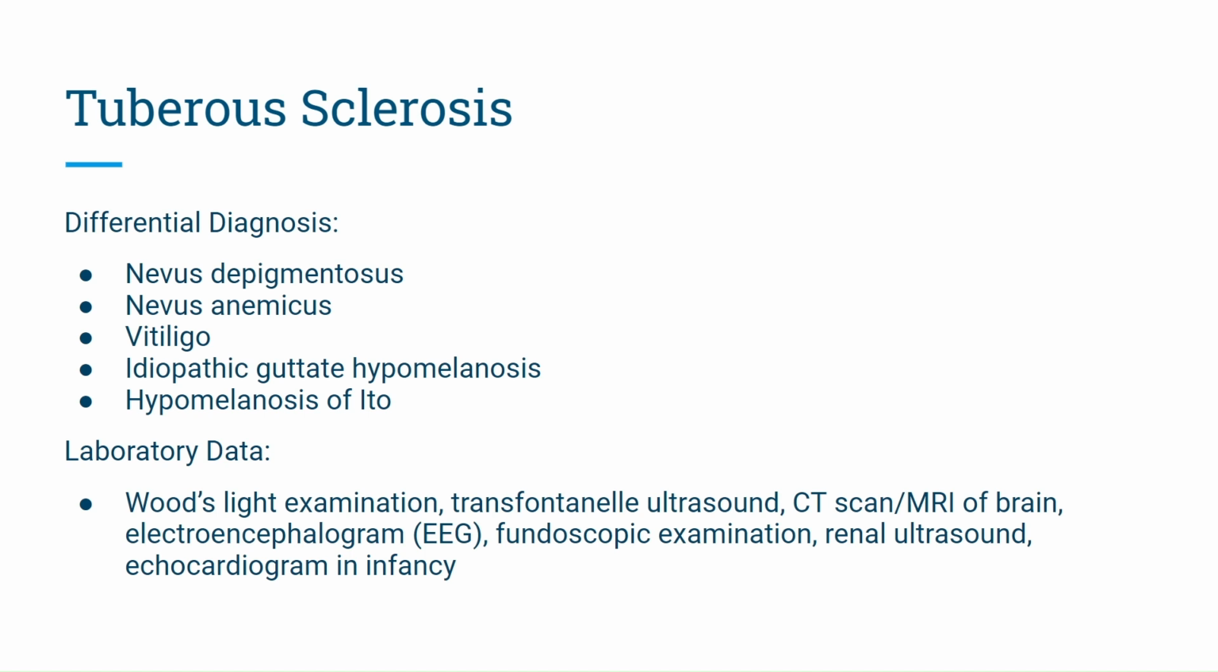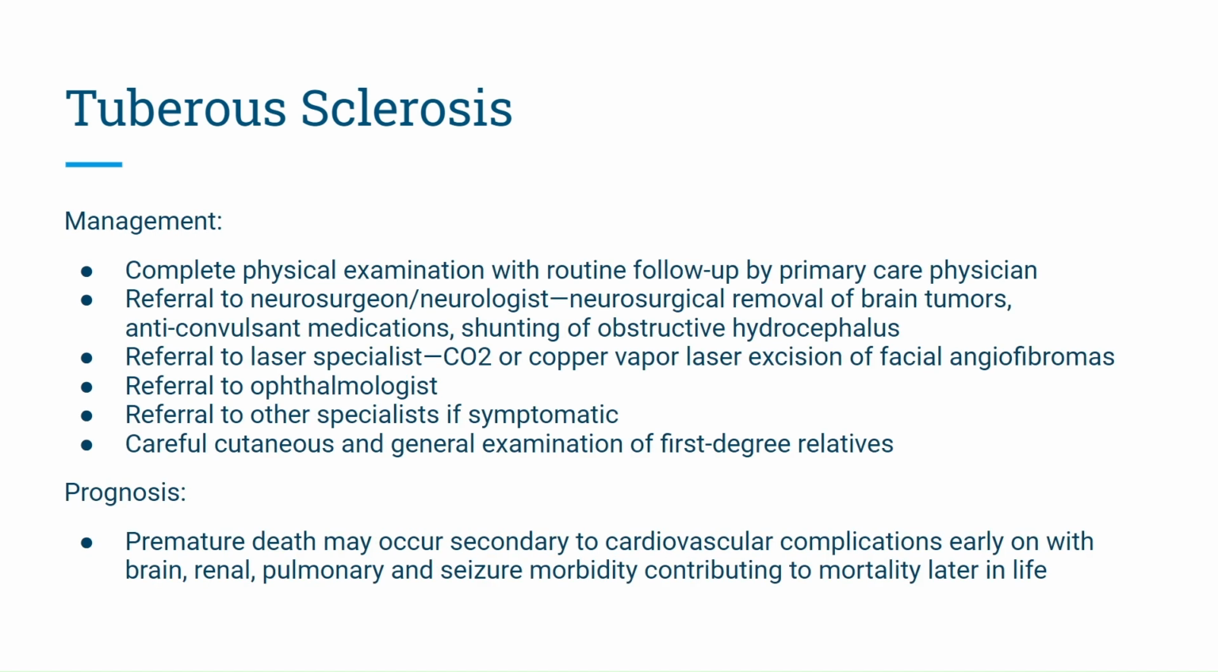You can use some other things to find some of the secondary downstream effects of TSC1 or TSC2 mutations, such as a Wood's lamp to find hypopigmented, depigmented areas. You could use the CT scan or MRI of the brain to look for secondary CNS findings. EEG is helpful. Fundoscopic exam is helpful. Renal ultrasound and echocardiogram as well. You're going to know where to send them based on what findings you have from your workup.